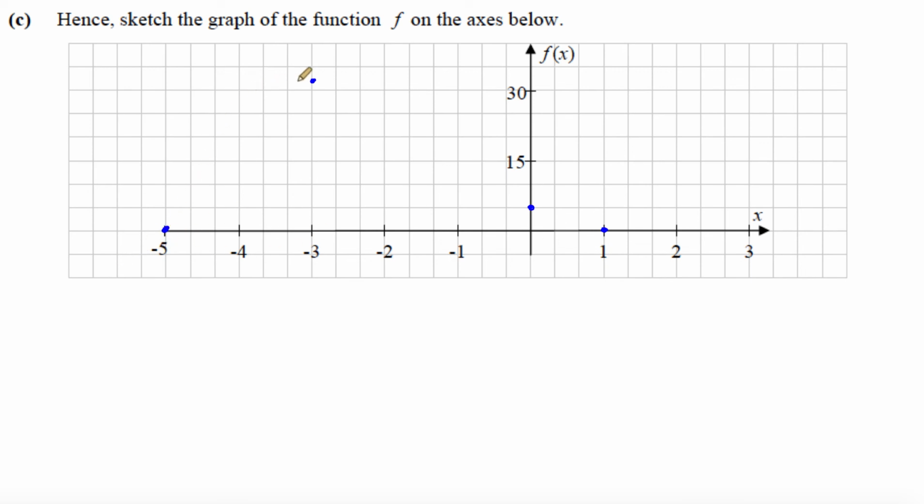So we can see the general shape has to go through all these points. So our curve then, which is cubic, as smoothly as you can, you draw a shape like so. So that's the general sketch of the function f with all the important intercepts and max and mins marked in. So that's the end of part C and the end of question 5.